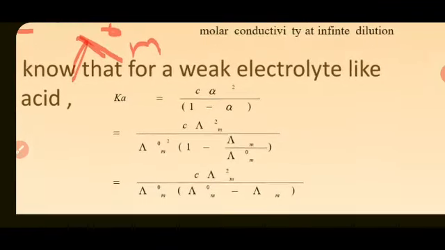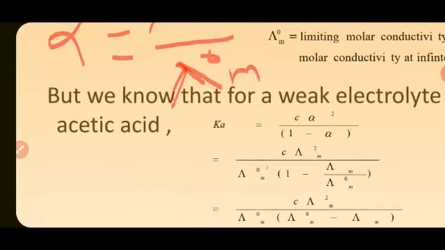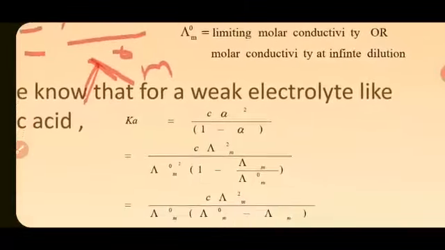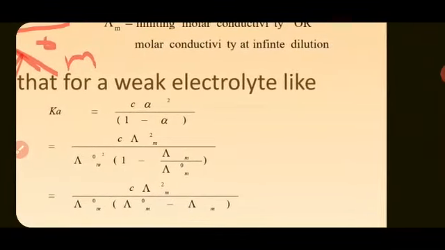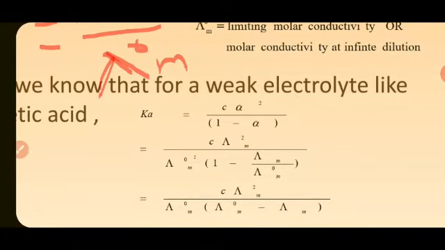So the whole term comes as Ka is equal to C lambda m square divided by lambda naught m into lambda naught m minus lambda m. So this is nothing but the Kohlrausch law for a weak electrolyte, and this is called the mathematical expression for the Kohlrausch law.